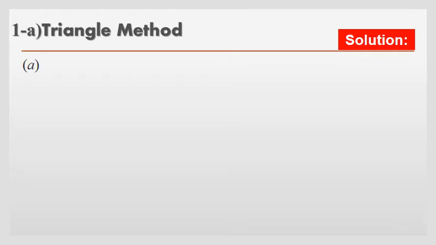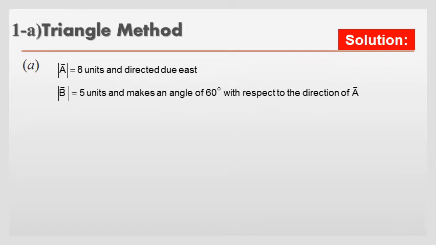Here we're going to put a solving strategy to carry out the addition of vectors. In this method, we have 2 vectors, A with 8 units and directed due east, and B with a magnitude of 5 units that makes an angle of 60 degrees with respect to the direction of A. So this is the first step to be done. The student should write down the information related to the vectors before drawing them.